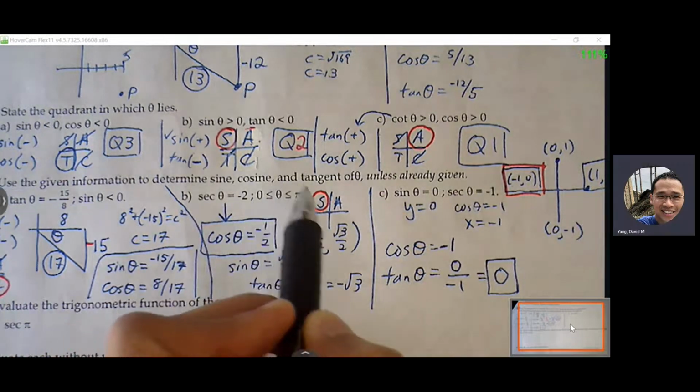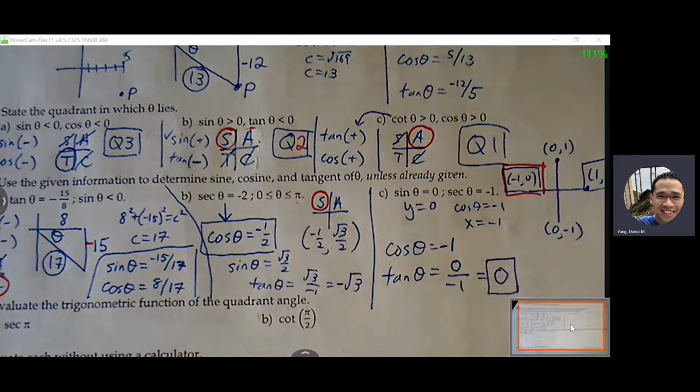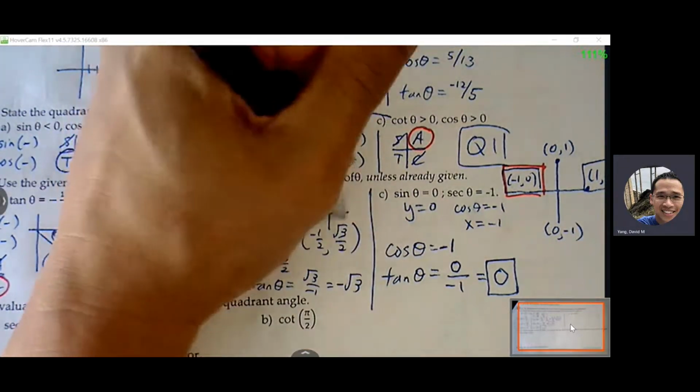Yes, but look at the restriction. It says between 0 and pi. So we're just looking at the first and second quadrant. We're not looking at the third and fourth.